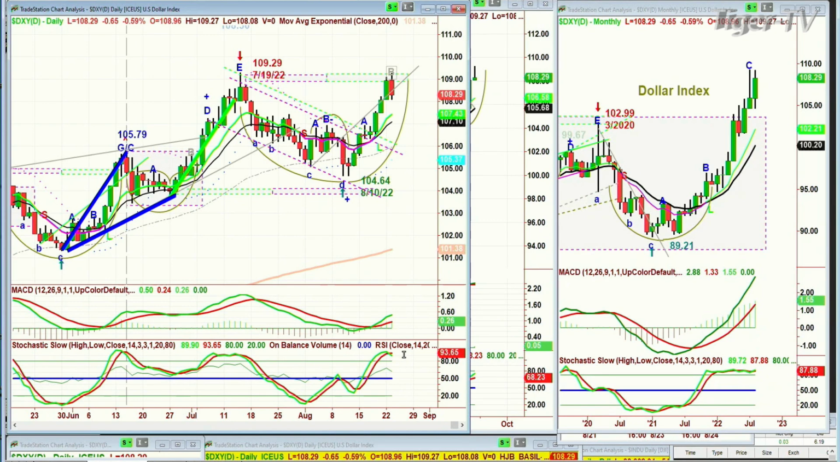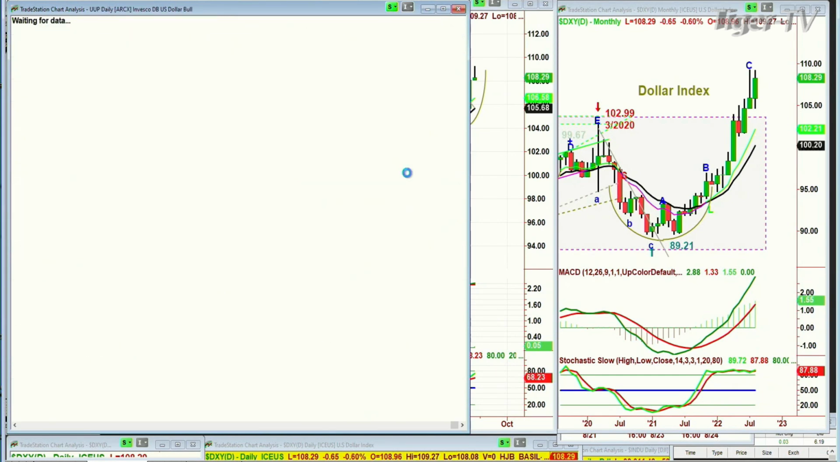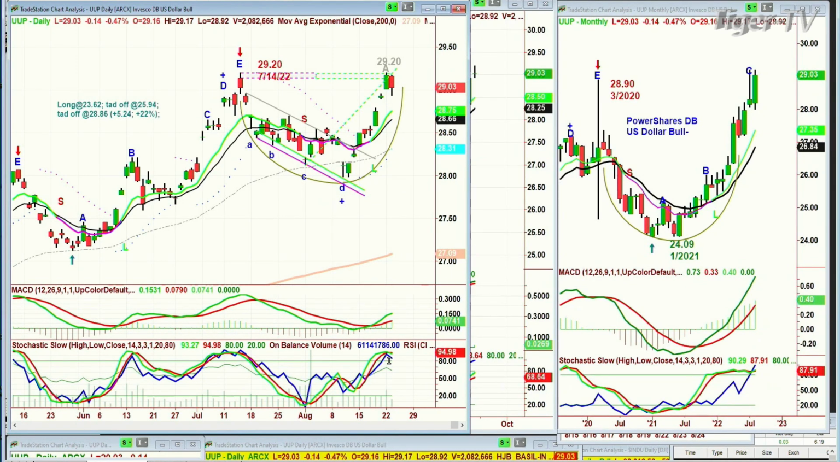The MACD is good. Stochastic's fabulous at 93%. The on-balance volume is flat because I'll have to show you the UUP, because that has volume. See, the on-balance volume's a tad overbought right now. But look at the UUP, the dollar bull, which we've had since 23.62, April the 4th of 2018, and we've only taken two little bits off at 25.94 a long time ago, and then again at 28.86. It went to 29.20, exactly to the penny, the left side high of the 14th of July. I think there's still enough energy to say that it should go to a leg B.